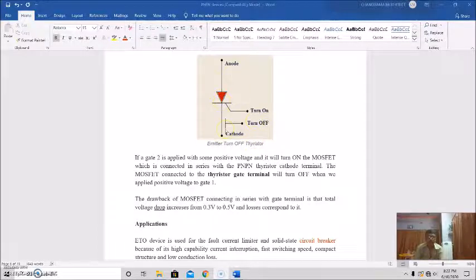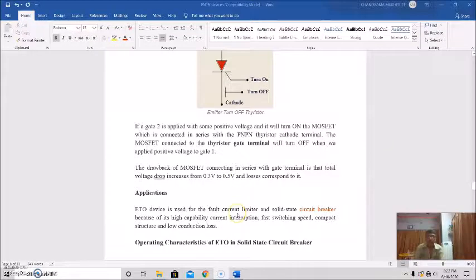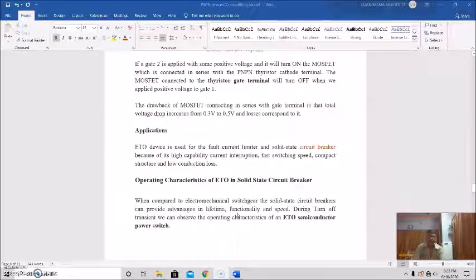So anode, two gates, turn on and turn off this current. Now, application: the emitter turn-off thyristor device is used in fault current limiters and solid-state circuit breakers because of its high capability of current interruption, fast switching speed, compact structure, and low conduction loss. So that's why it is widely used for solid-state circuit breakers.